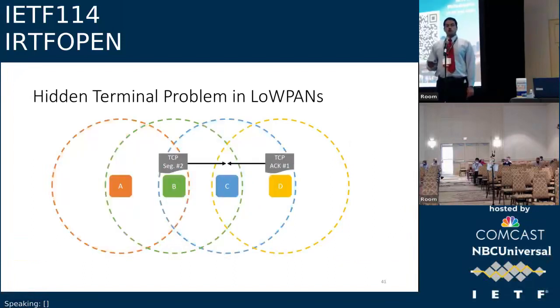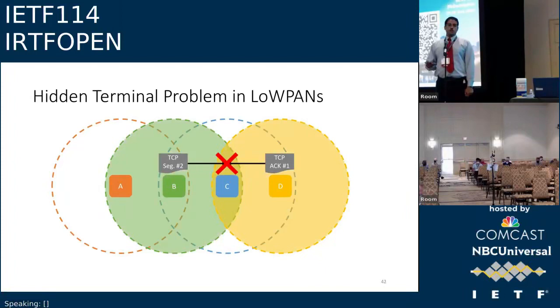This also happens because of data packets and ACKs going in opposite directions. So for example, here, what we'll ultimately see is that you get the same problem with B and D both sending at the same time to C, because each of their CSMAs can't hear the other.